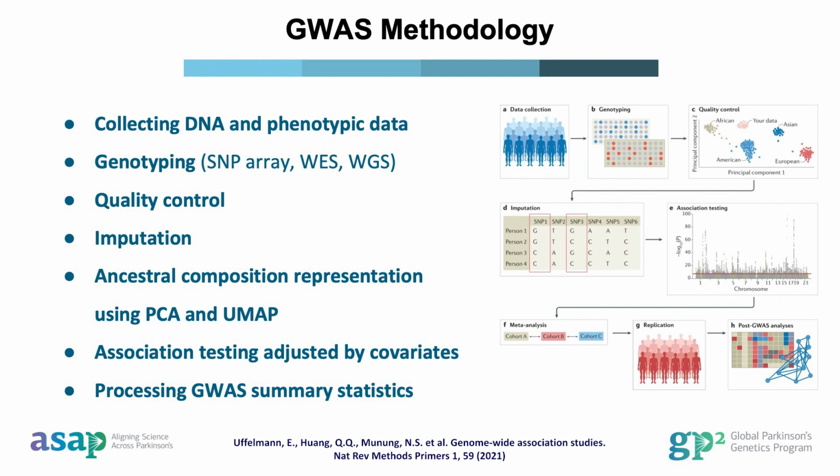Data dimensionality reduction techniques such as principal component analysis, or PCA, and uniform manifold approximation and projection, or UMAP, are used for population stratification, followed by imputation, a process that enriches genotyping array data by inferring missing variants based on linkage disequilibrium with genotyped variants. These QC steps are crucial for increasing the statistical power of GWAS and are discussed in detail in modules 1 and 2 of the GP2 Beginner Bioinformatics course on the GP2 Learning Platform.